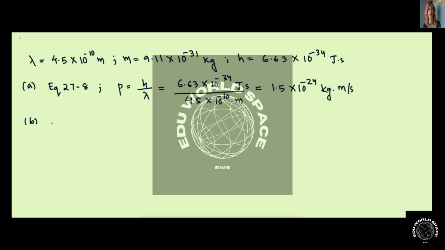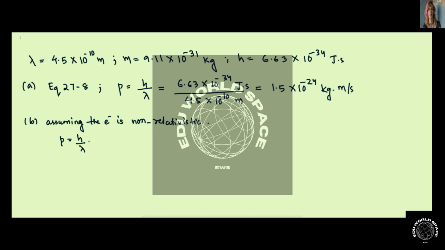Now in the second part, we have to find the velocity of the electron. So here we are assuming that the electron is non-relativistic. So we will use equation 27.8 again. So P is equal to h over lambda.